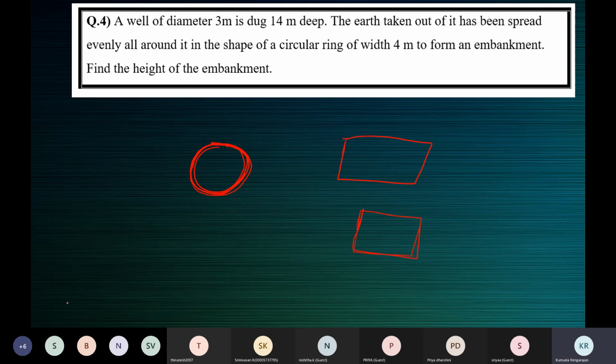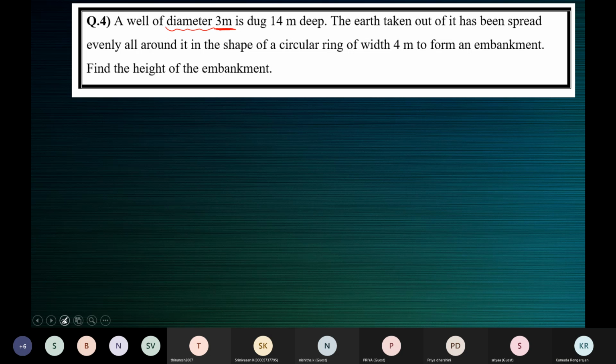Now, coming to this case, a well of diameter 3 meters. So it's a circular mouth. A well of diameter means something of a circle. A well of diameter 3 meters is dug 14 meters deep. So the diameter is 3 meters, so the radius is 3 by 2 meters. It is dug 14 meters deep.